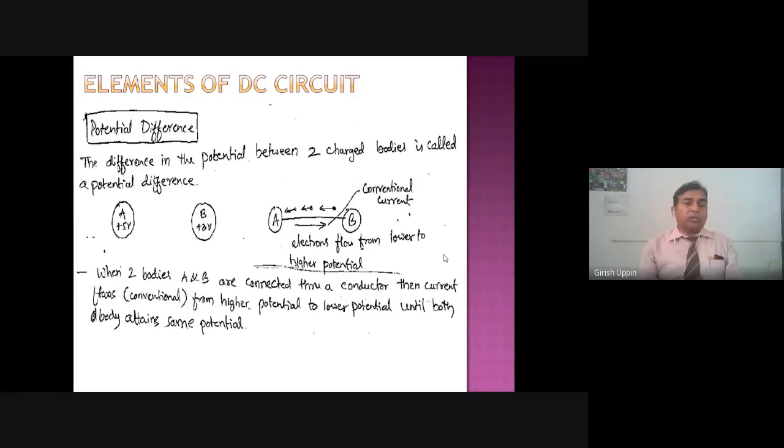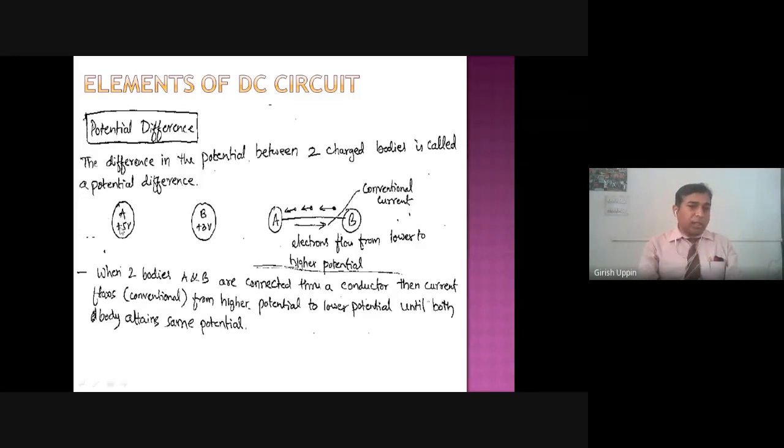And what is the potential difference? When work is done to charge the bodies, based on how much work is done to charge the bodies, they will have a different potential. And if we have two electrical bodies with a different potential, the difference between their potential is called a potential difference. And current will flow only when there is a difference in the potential. If there is no difference in the potential, electrons will not flow.